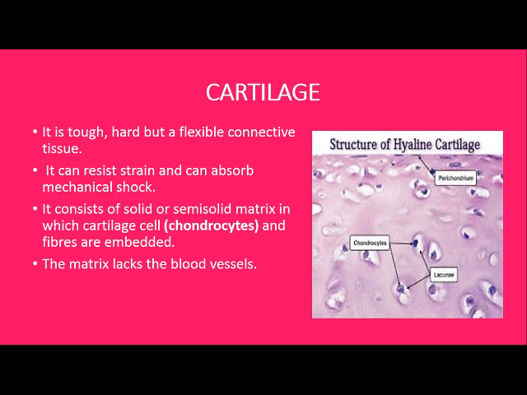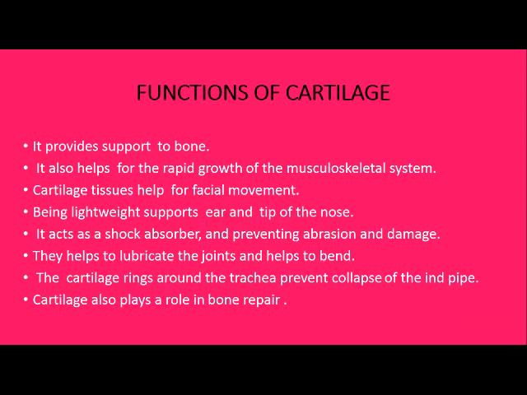It consists of a solid or semi-solid matrix in which cartilage cells, also known as chondrocytes, are embedded. You can see in the picture, children. You can see the chondrocytes, and in the background you can see a jelly-like substance which is known as the matrix. In the cartilage, the matrix does not have blood vessels.